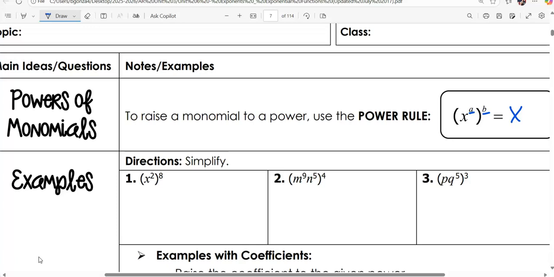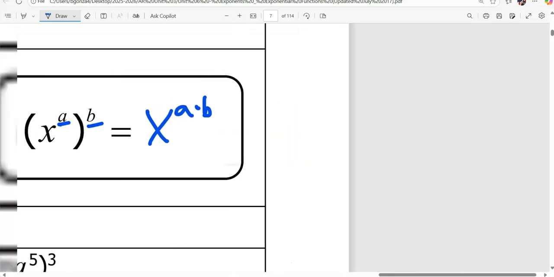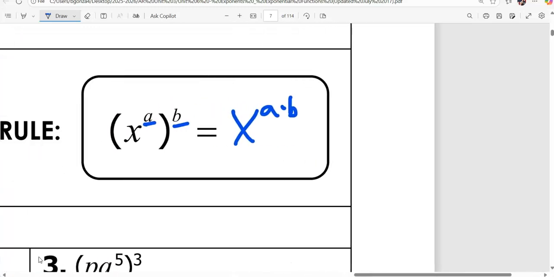If you have something to the power of a and you take it to the power of b, what do you do with a and b? You multiply a times b. So x to the a times b. Is that too small to see? That's a dot b, like you're multiplying. A times b. Does everyone understand? Power to a power, you multiply.